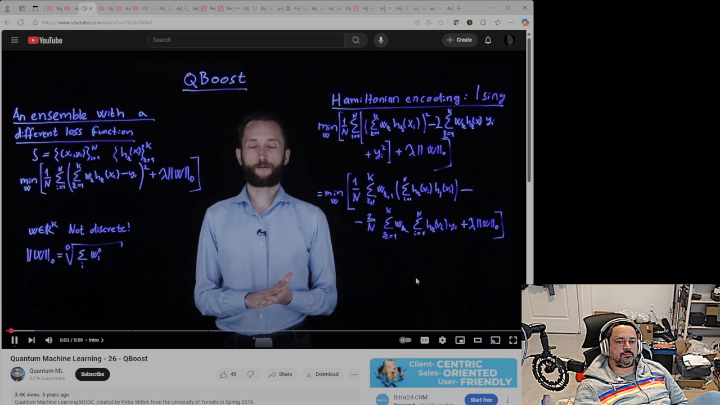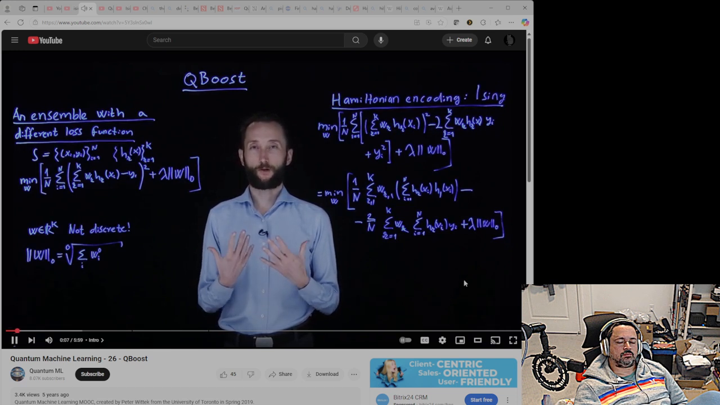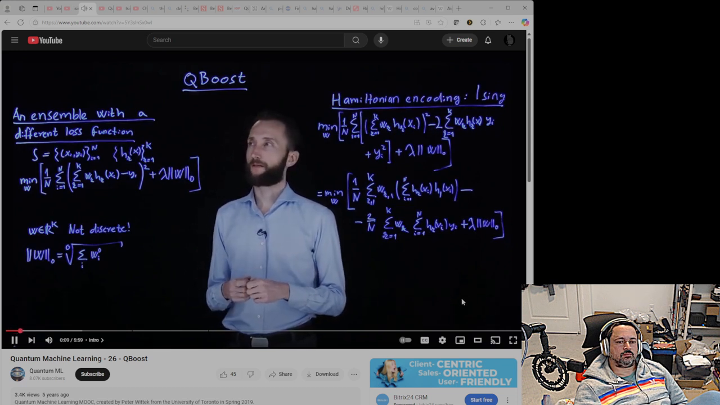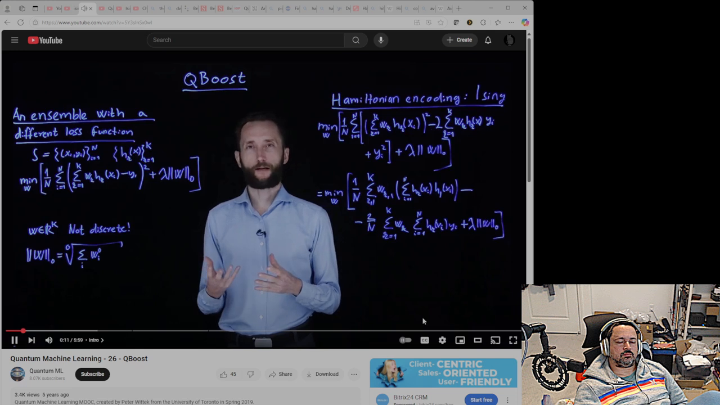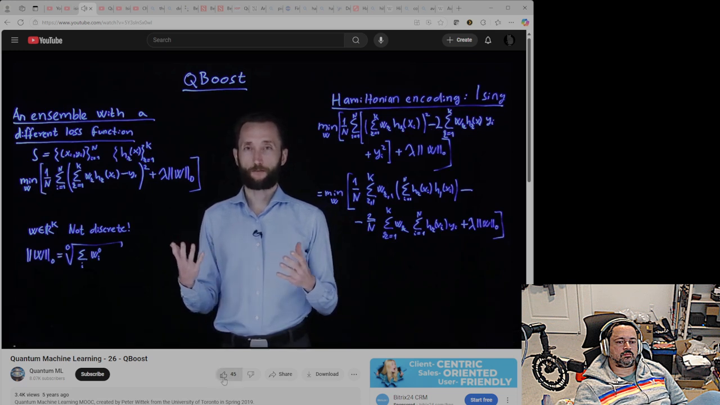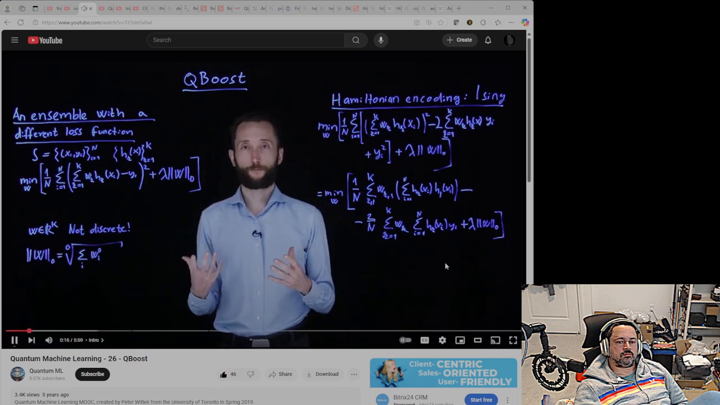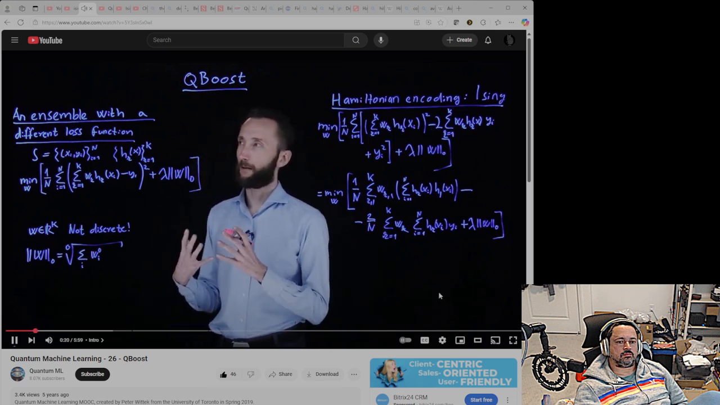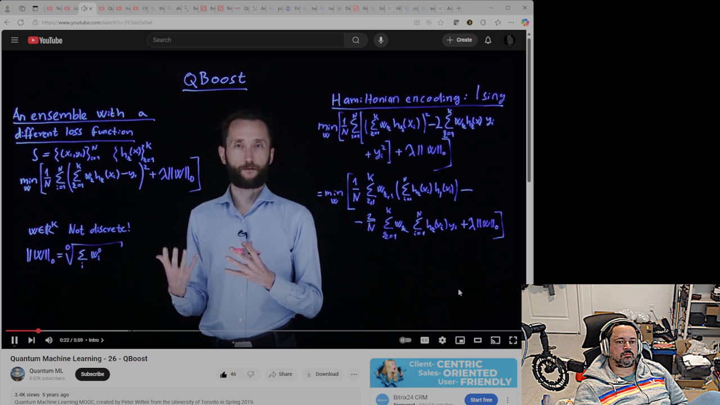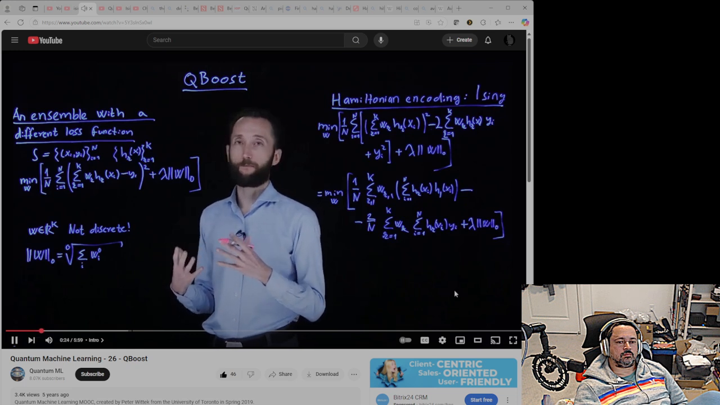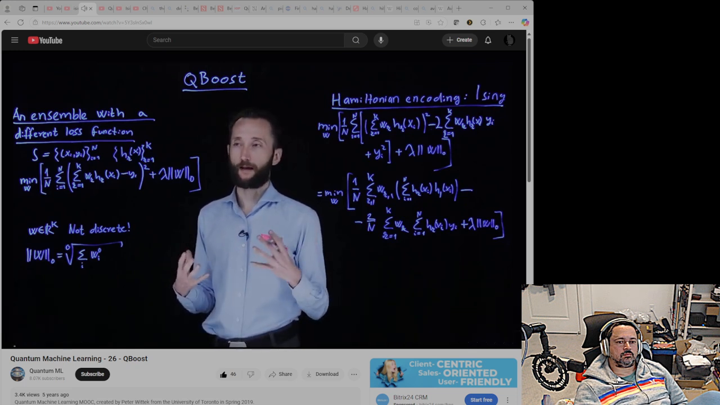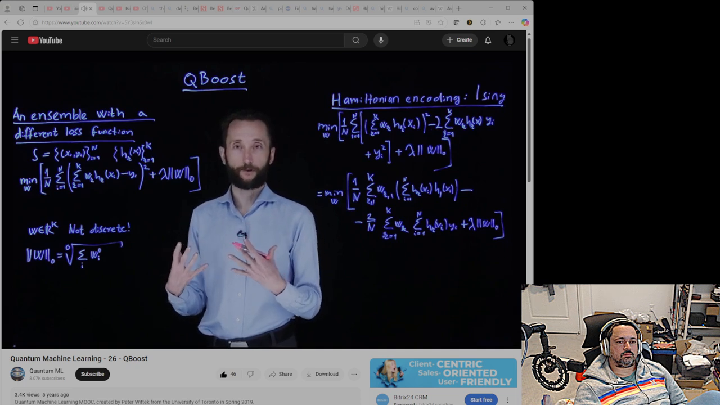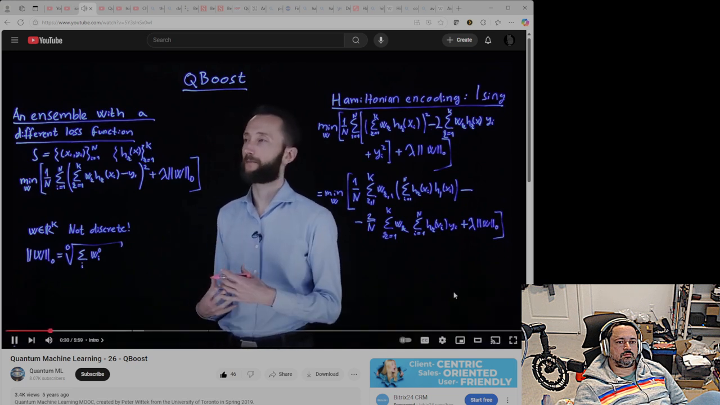Let's continue our exploration of ensemble methods. But this time around, let's take a look at what we can do with a quantum computer. When we talked about AdaBoost, we mentioned that we used an exponential loss, and there was no regularization term. So let's take a look at how we can come up with a different objective function that would map better to a quantum computer and that would give some kind of an advantage over the classical method.